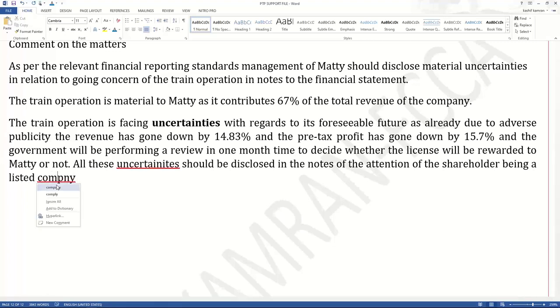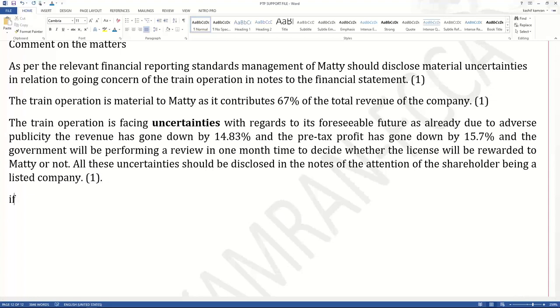The first matter we commented on was the accounting treatment, that as per the IS-1, we require a disclosure. We then commented on the significance of the business materiality, and we then commented on that there are so many uncertainties. So we commented on the matter being the uncertainties. Now that was a case specific matter, right? The paragraph 3 is a case specific matter.